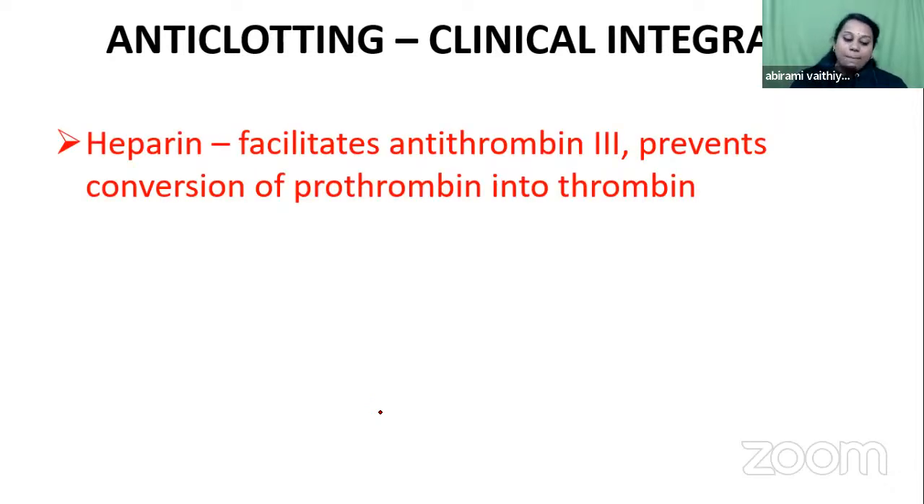Injectable anticoagulants, heparin. What is the mechanism of action of heparin? It facilitates antithrombin 3. Antithrombin 3 is an anti-clotting factor. Heparin also prevents the conversion of prothrombin into thrombin. Only if prothrombin is converted to thrombin, that can convert fibrinogen into fibrin and a fibrin clot can be formed. But usually this does not happen because heparin can prevent the conversion of prothrombin into thrombin. That's how heparin acts as an anti-clotting agent. I think that is what the question asked. Heparin, the mechanism of action is prevents the conversion of prothrombin into thrombin.